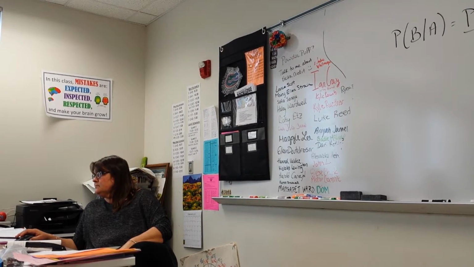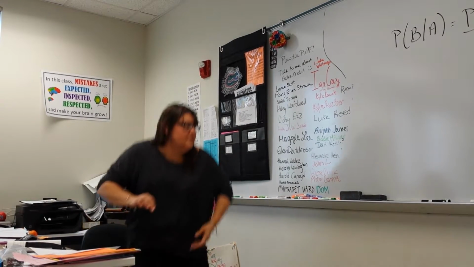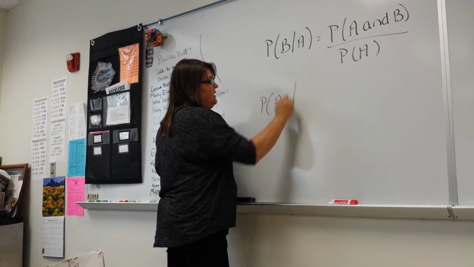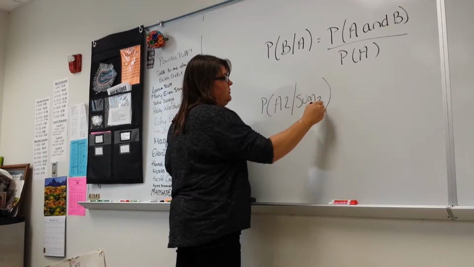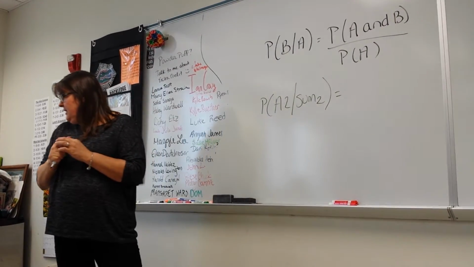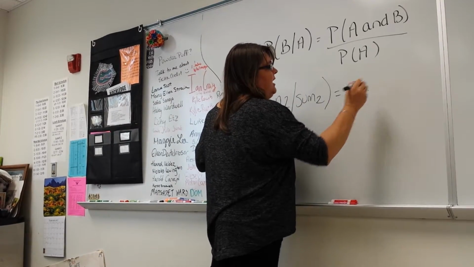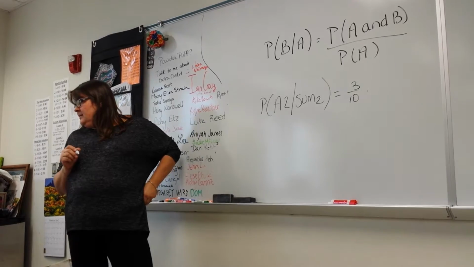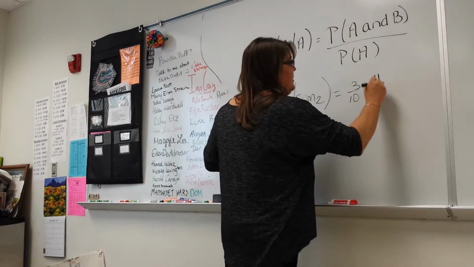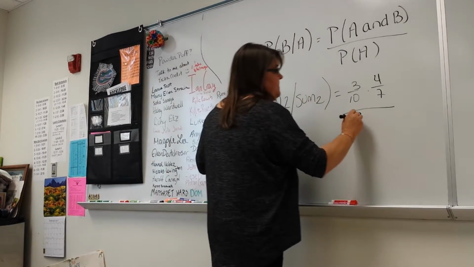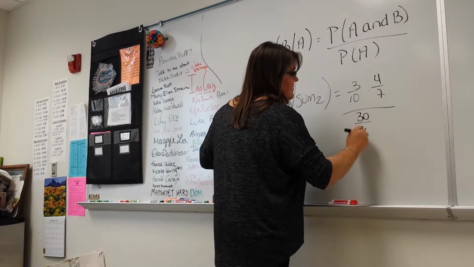So then they say the probability of A2 given sum of 2. And what they have is 3/10 times 4/7ths, divided by 30/70ths. Where does the 4/7ths come from?